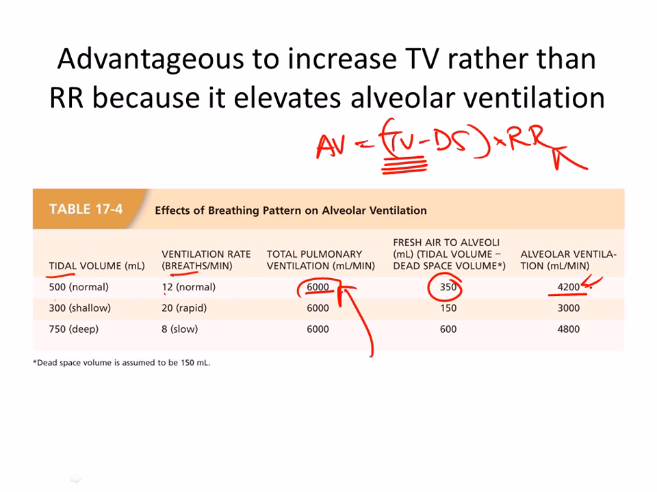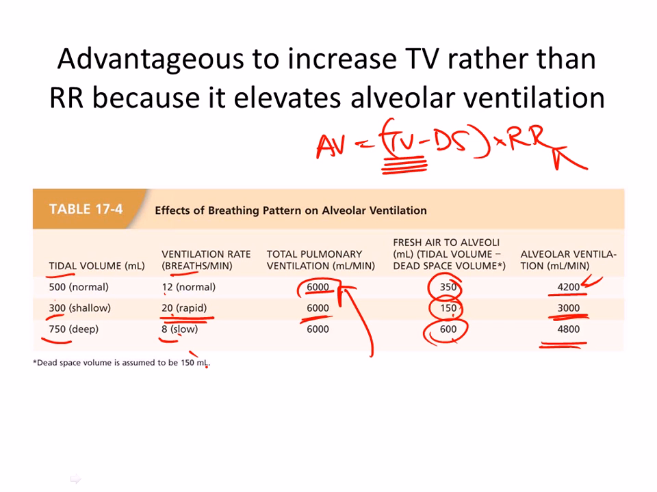What happens if we increase our respiratory rate? We start breathing very, very quickly. They've changed my numbers for me, so we'll start with the 300. 300 times 20 gives us 6,000. But we lose 150, so 300 minus 150 is 150, times our 20 gives us 3,000. We're getting a lot less air just by speeding up. Well, if we go deep and slow things down, again we lose 150, but 600 times 8 gives us 4,800. Deep breaths get us more air, even though we slowed down.